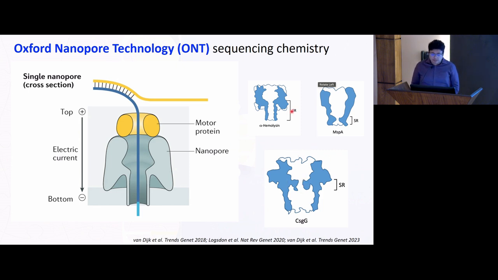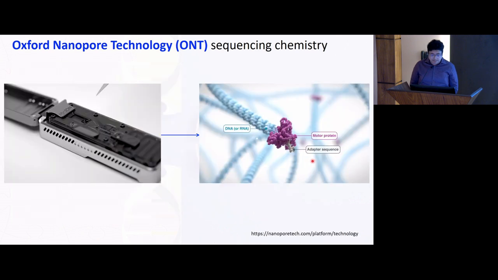So if you see, it initially started with alpha hemolysin. Now the current chemistries use this CSGG thing. So the fact is that the sensing region has reduced. I'll come to that why it is important. I think Karthik, you asked a question yesterday, so it is related to that. We'll come to that in the next slide, I think.